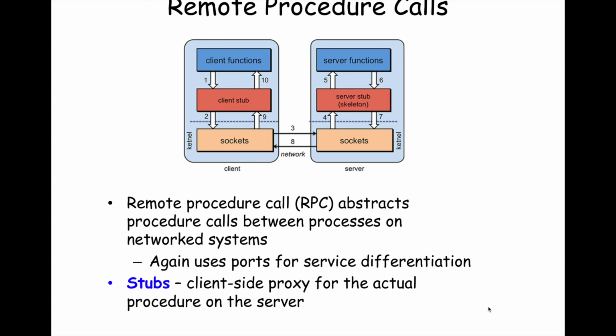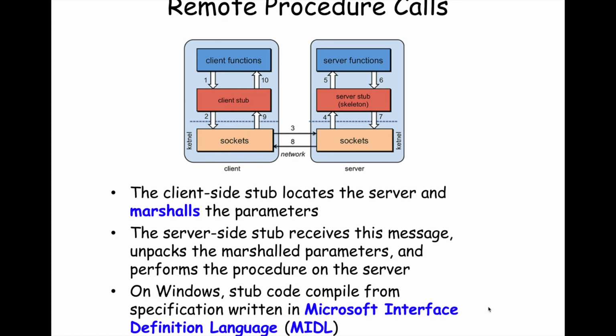On the client side, it's a stub. On the server side, it's also a stub. It's named a skeleton. And they're responsible on the client side and server side for marshaling on the client and unmarshaling on the server. The server side stub receives its message and it unpacks this from the serialized or stream-based format to that data structure in memory that has to be built up.